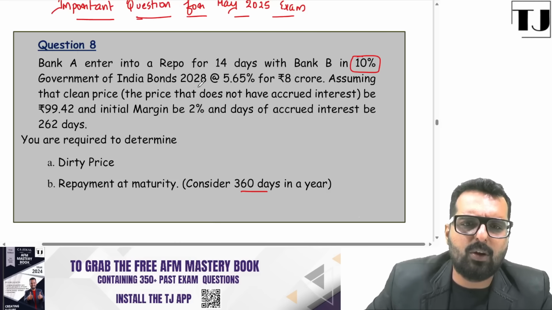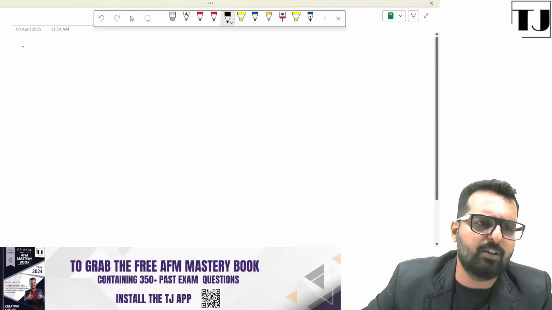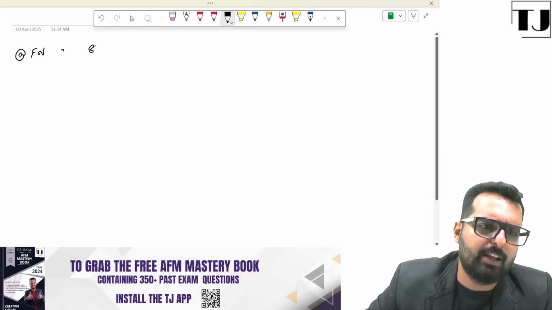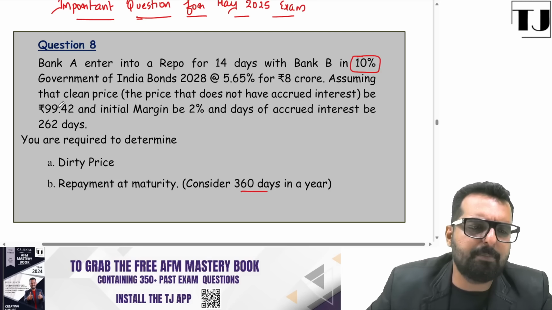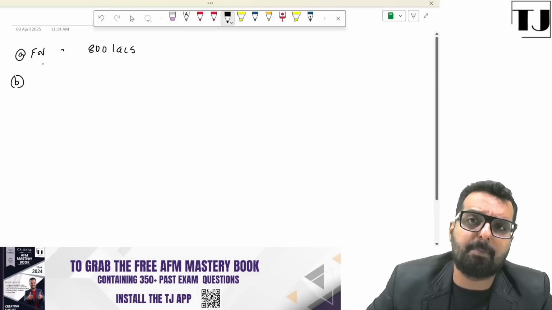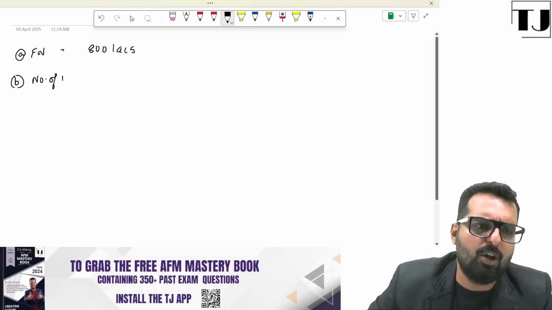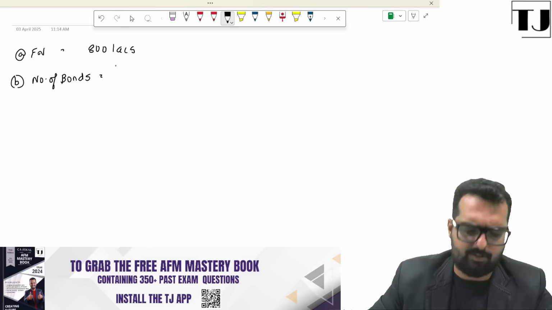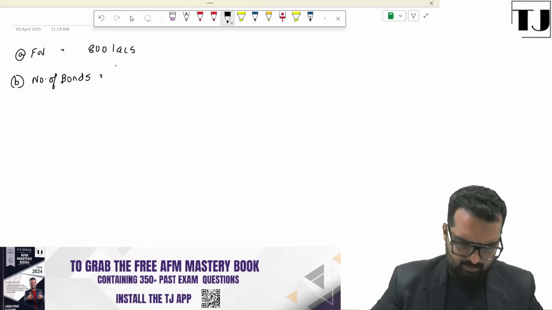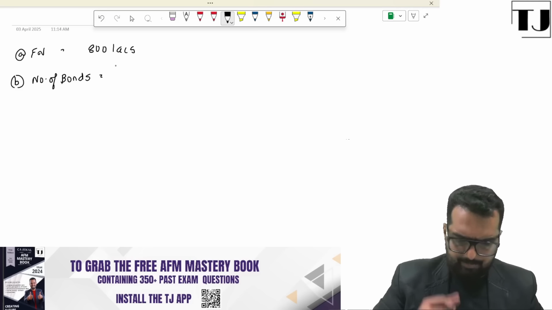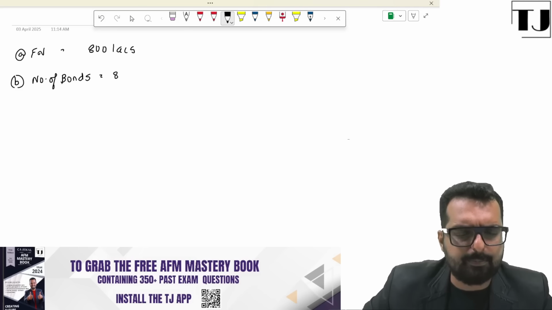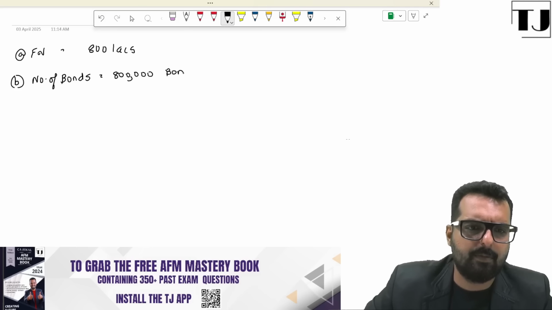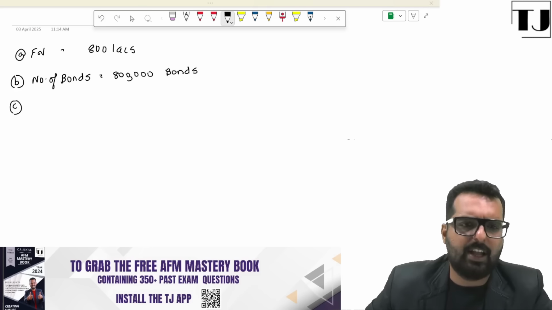Now what we will do? We will go and check what is the face value of the bond. What is the actual face value that they have told over here? Is it turning out to be 800 lakhs? Correct? And I believe they have told that the clean price is 99.42, means per bond the price will be 100 rupees. Therefore, what will be the number of bonds that you get over here? 800 lakh divided by 100. You get 8 lakh bonds. Am I right? Now you are having 8 lakh bonds.